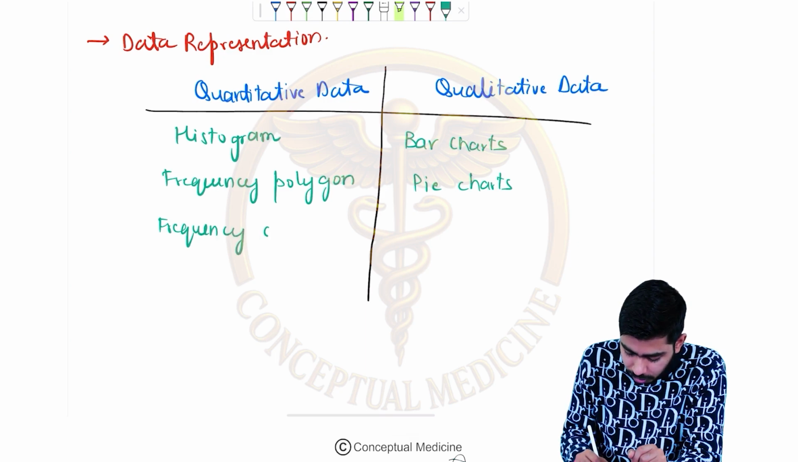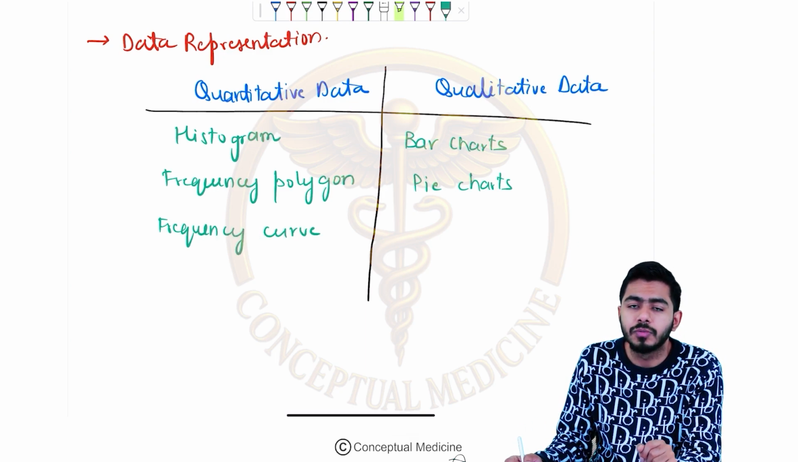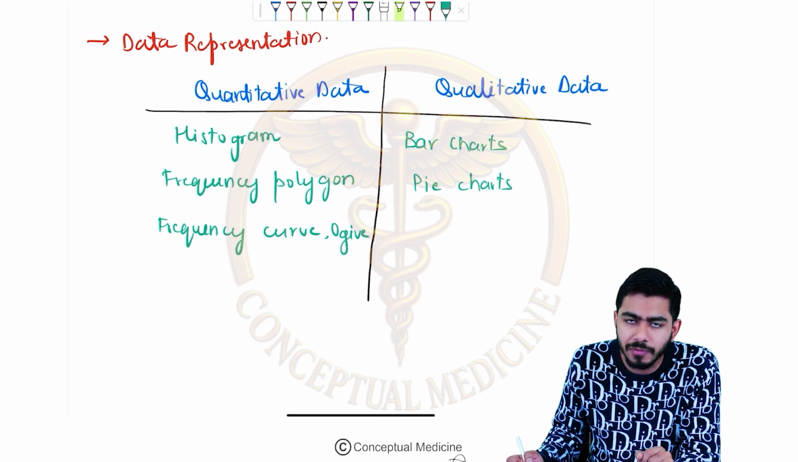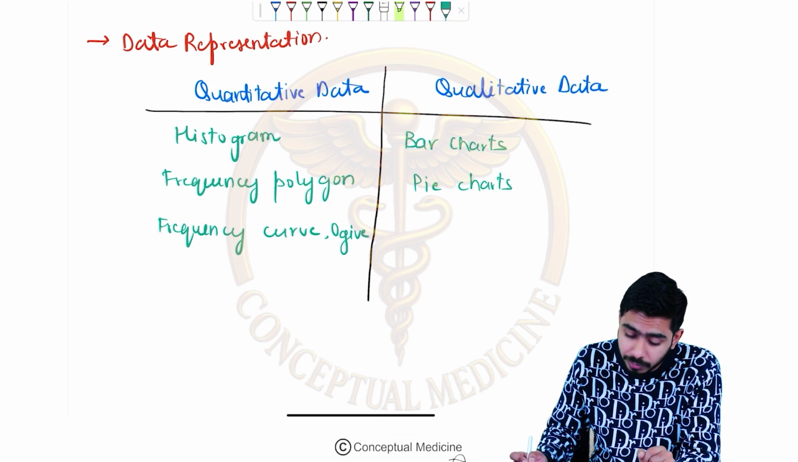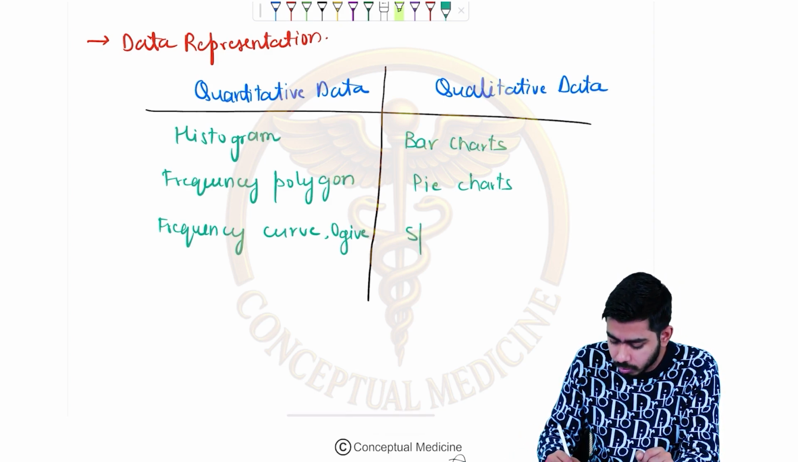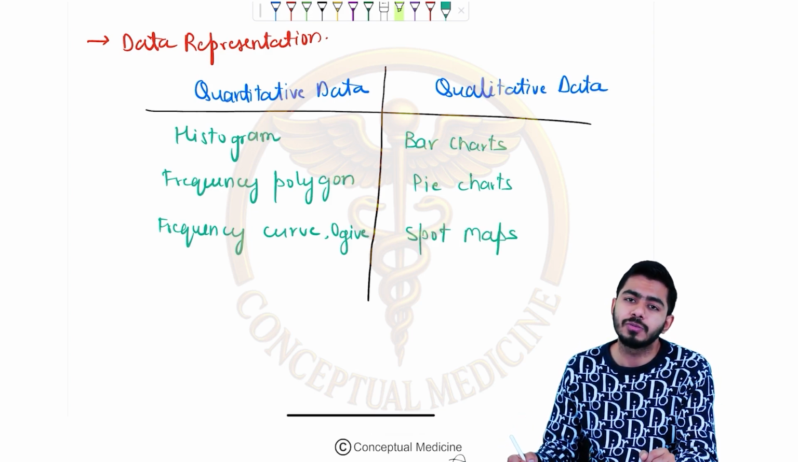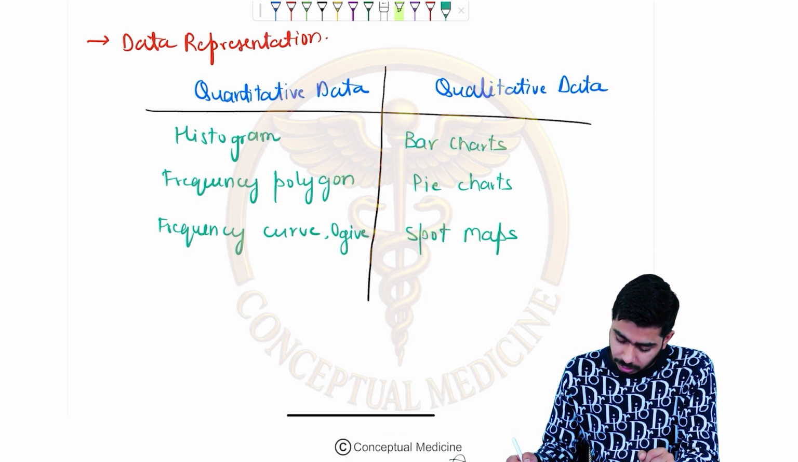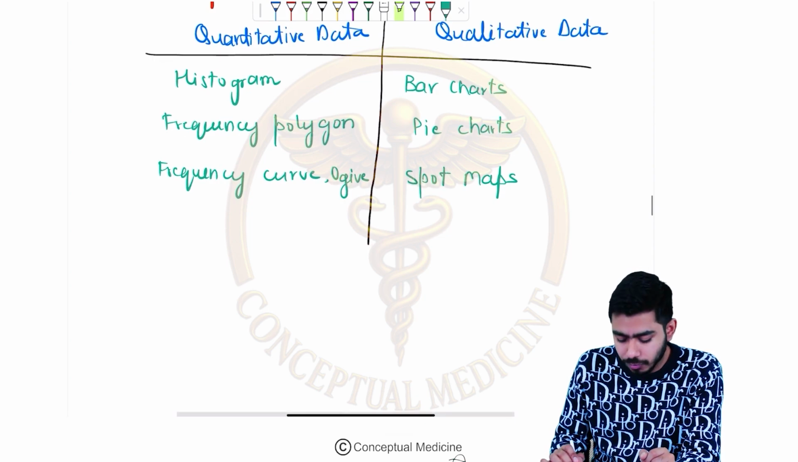Then we shall be having the frequency curve. As far as quantitative data is concerned, we shall be having the frequency curve, and there I will be telling you about the Ogive also. That is also a graph which we are talking about for the quantitative data. On the other side, we shall be talking about the spot maps, right? And I told you in the epidemiology as well that cholera uses this spot map, right?